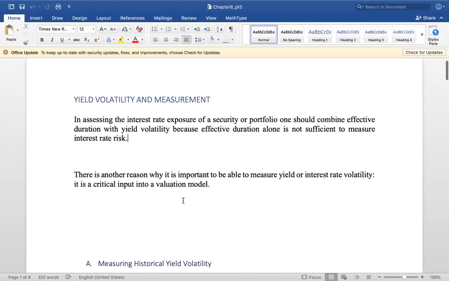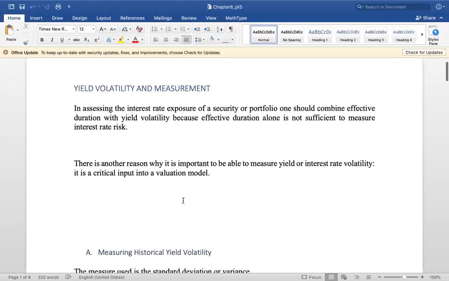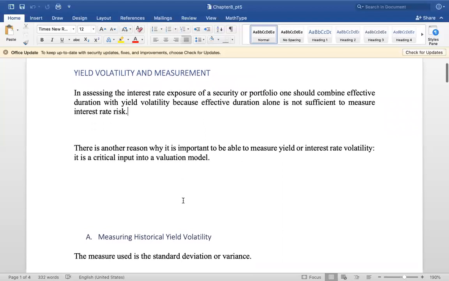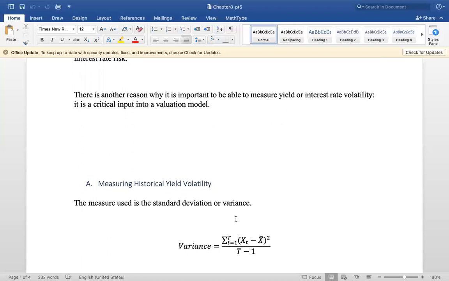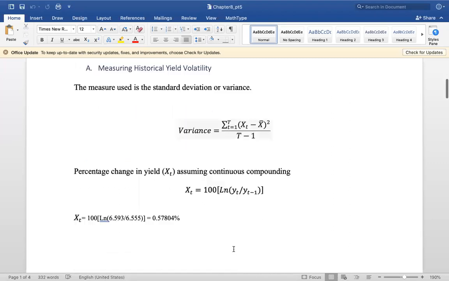How do we measure yield volatility? Basically, the volatility of any variable is measured through standard deviation or variance, and it can be measured using this formula, which we have studied in our introductory statistics course. It says the standard deviation is based on the square of the difference between each observation and the mean, which we sum and then divide by T minus 1.